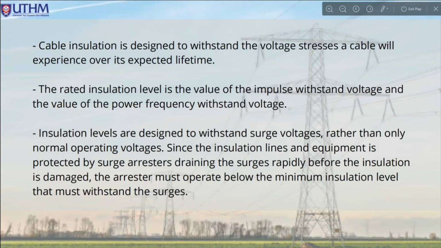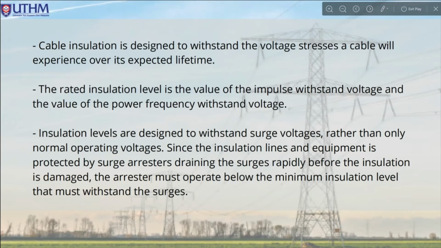But 173% is uncommon but also exists, and it is normally used on an ungrounded system where further fault clearing time is needed. So the rated insulation level is the value of the impulse withstand voltage and the value of power frequency withstand voltage, which together characterize the insulation of the switchgear with regard to its ability to withstand the electric stresses. Insulation levels are designed to withstand surge voltages rather than only normal operating voltages.